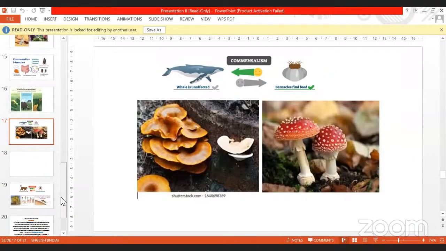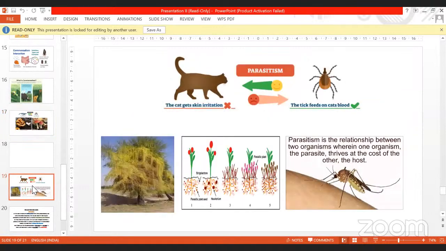Another aspect is parasitism. What is parasitism? We all know, the most common parasite that we know of is the mosquito. Parasites extract or feed on some object which they basically harm. So they do not get benefited. In fact, they harm the object that they thrive on.